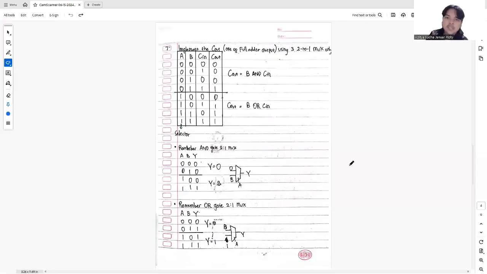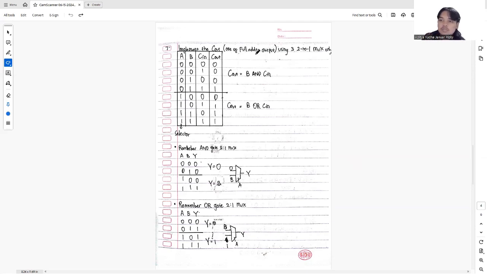My name is Aditya Yudha JR, and I want to explain to you guys how to solve number 7 from my final exam digital electronics subject. Without further ado, let's get into it. So here is the problem. We have to implement the cout, one of the full adder output, using 4-to-1 multiplexer only.